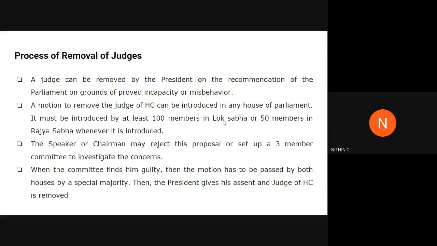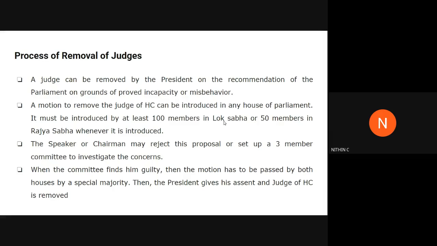ബട്ട് എങ്ങനെ? It should be introduced by at least 100 members in Lok Sabha or 50 members in Rajya Sabha. The speaker or chairman may reject this proposal or set up a 3-member committee to investigate the concerns. When the committee finds him guilty, then the motion has to be passed by both the houses by a special majority. Simple majority alla, but by a special majority. Then the president gives his assent and the judge of High Court is removed. So this is actually the procedure of removing a judge.